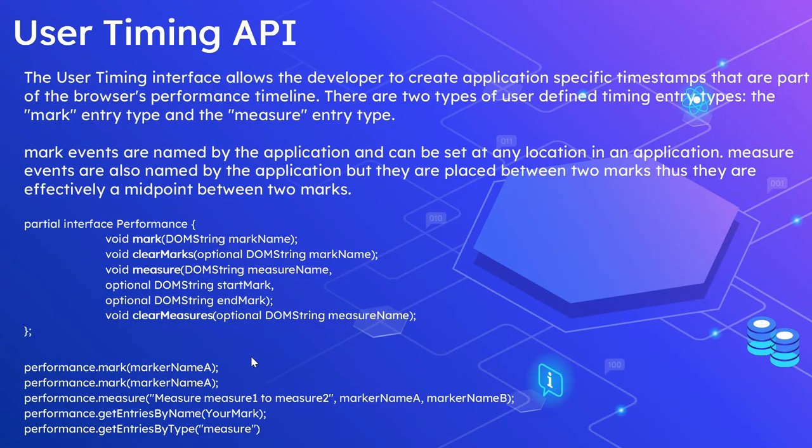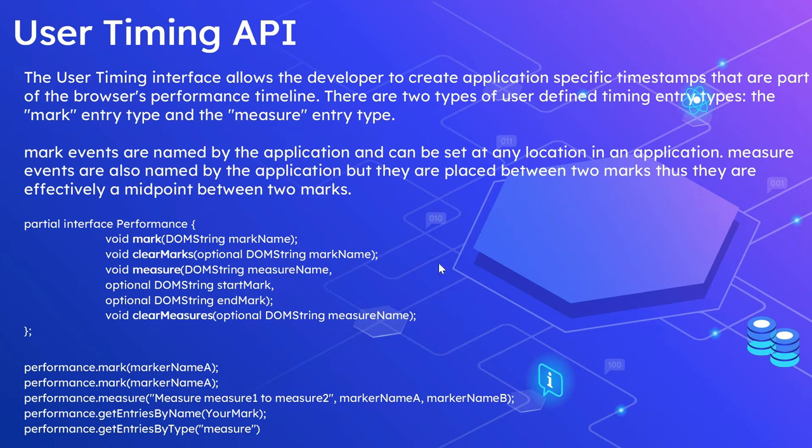The next one is the user timing API. The user timing API allows the developer to create application specific timestamps that are part of the browser's performance timeline. Mark events are named by the application and can be set at any location in an application. Measure events are also named by the application, but they are placed between two marks. This helps to calculate custom timing metrics, the duration between any two mark points. The measures will be displayed in the browser's DevTools performance timeline.